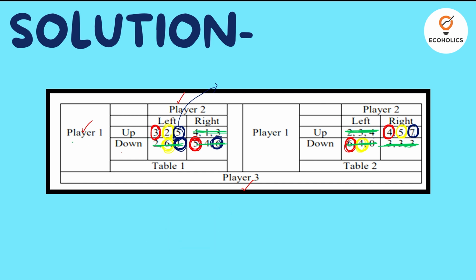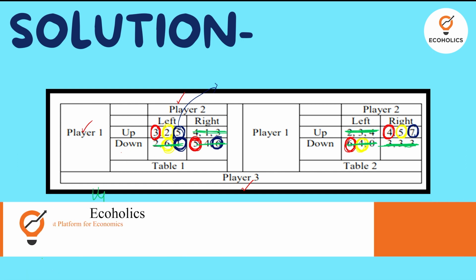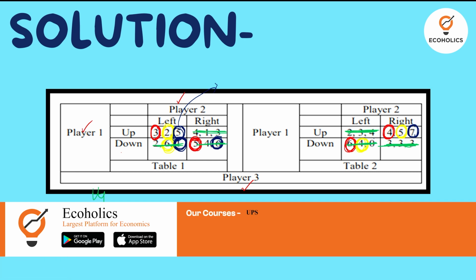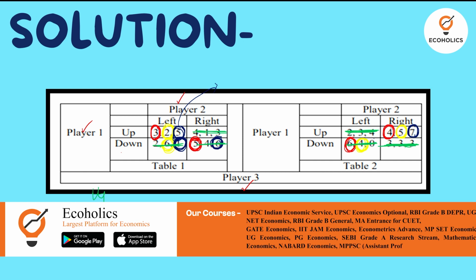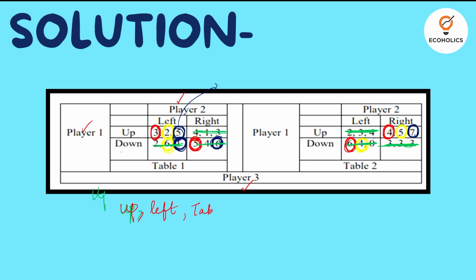So then what are their respective strategies? For player 1 it is up, right? Up. So we'll go back to red. For player 2 it is left. And for player 3 it is table 1. So that is one equilibrium. Another one here is again player 1's optimal strategy is up, player 2 is right and player 3 is table 2.